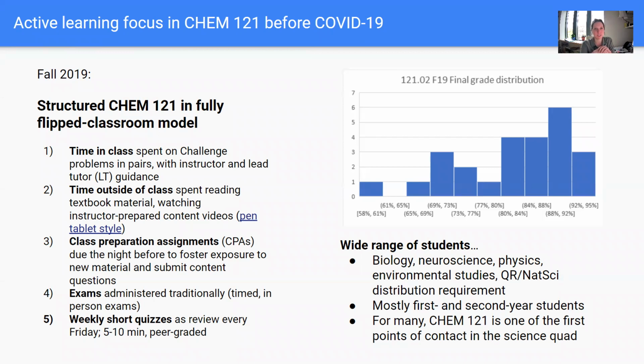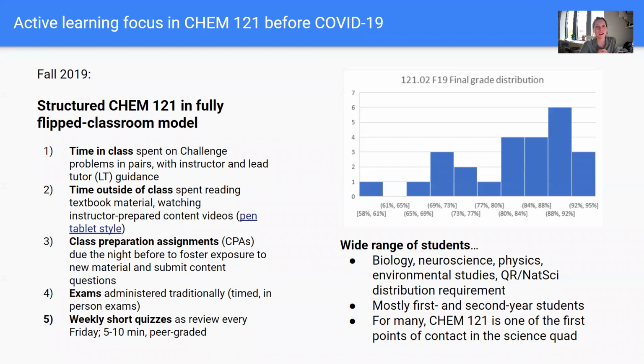Exams were administered traditionally. They were timed in-person exams for a 50-minute class period, Monday, Wednesday, Friday. And we would also have weekly short quizzes that were intended as review each Friday. So these were 5 to 10-minute quizzes and just a couple of questions, and they were peer graded by using a notebook that they would take notes in and also do their quizzes.